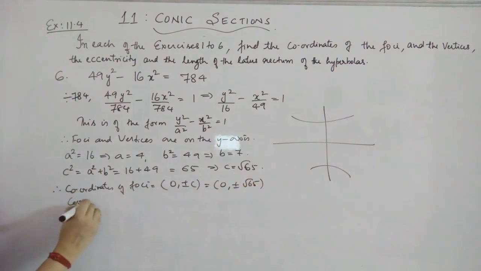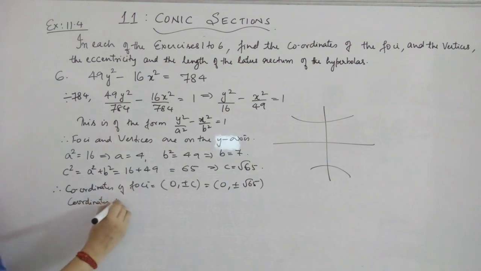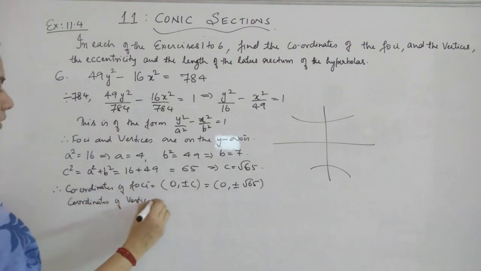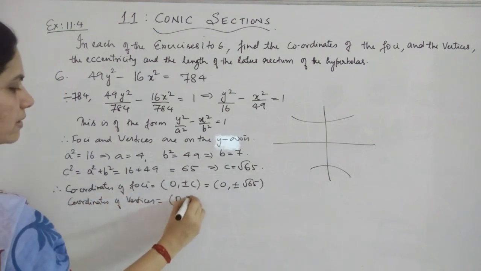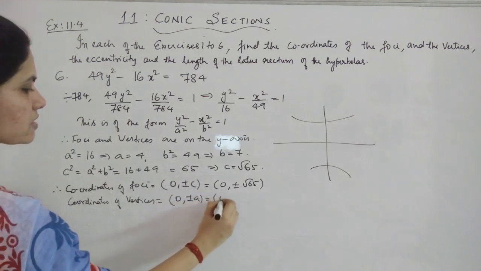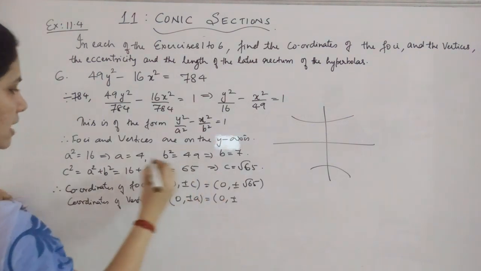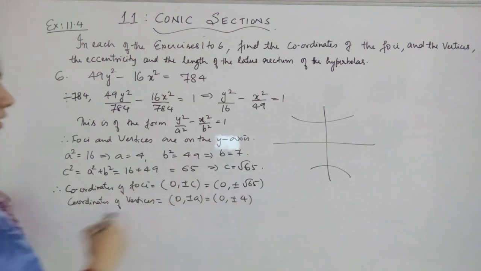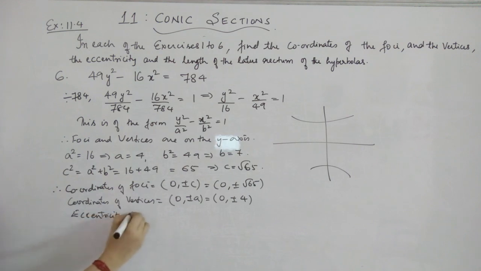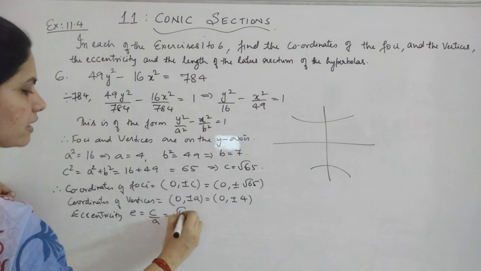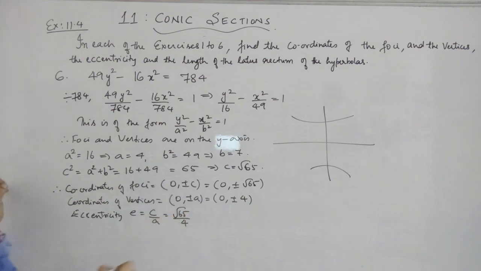Now again coordinates of the vertices will be 0 comma plus or minus a, which is 0 comma plus or minus, what is a? It is 4. Then eccentricity, which is e, equal to c by a. c is root 65, a is 4, so root 65 by 4 is eccentricity.